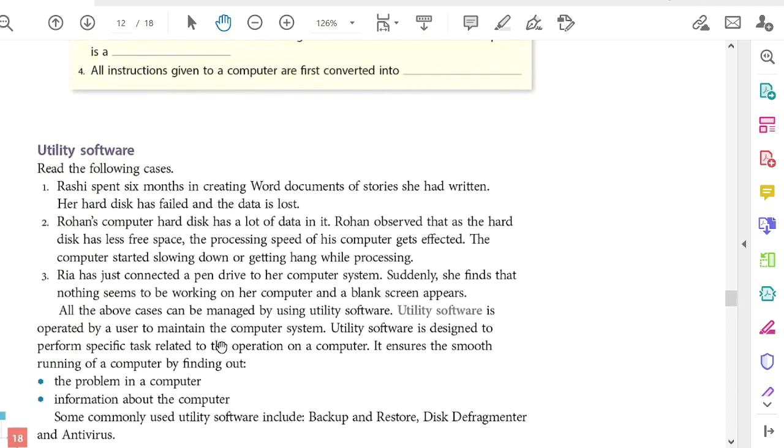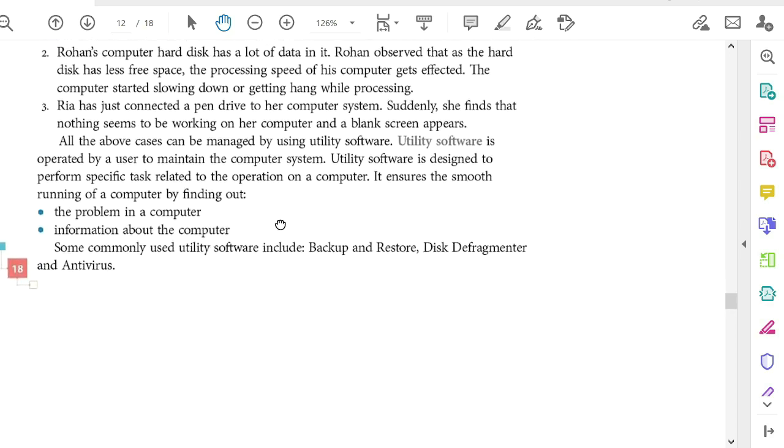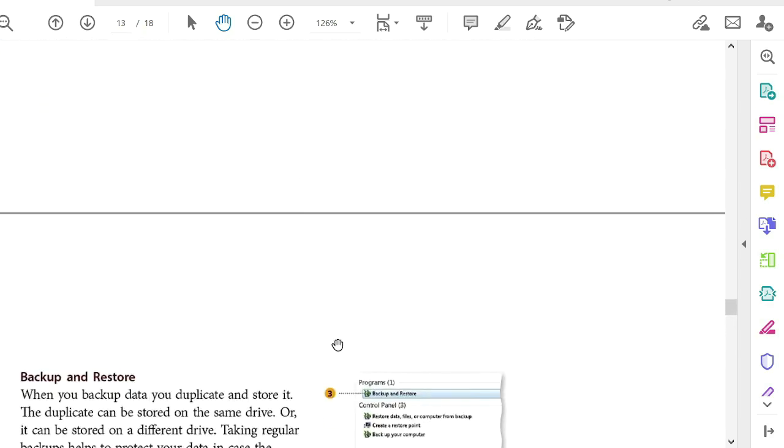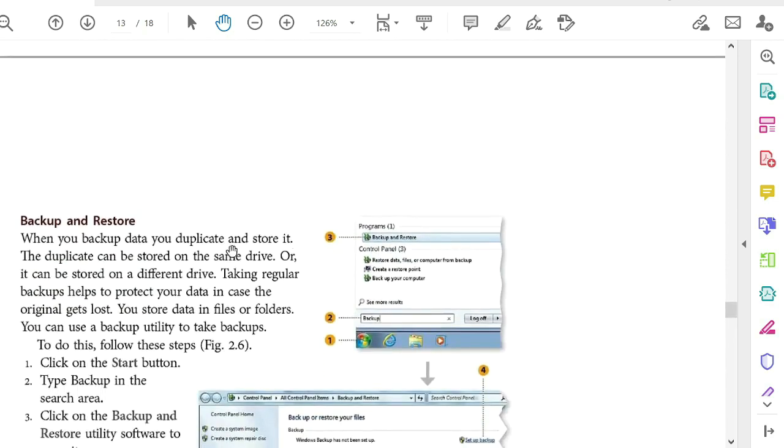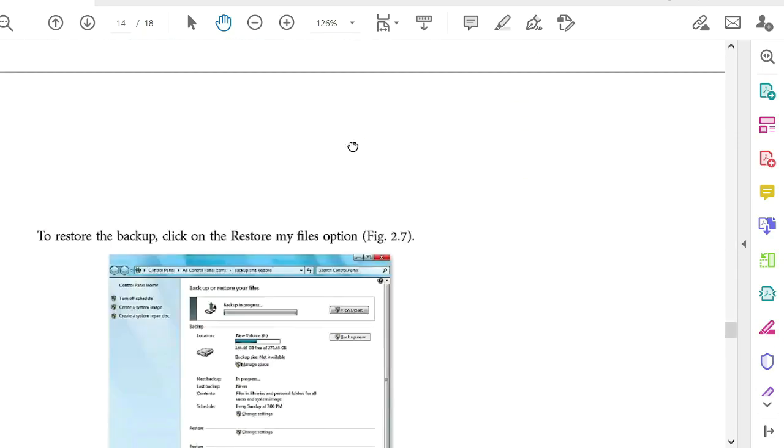Utility software. Utility software is designed to perform some specific task related to the operation of a computer. This is to ensure the smooth functioning of a computer. Different types of utility software are there. One of them is backup and restore. Backup is used to make a backup of your full system or a few files or folders or a drive, and that can be restored in an emergency. This you will read. Steps are not important. Steps you don't go through.